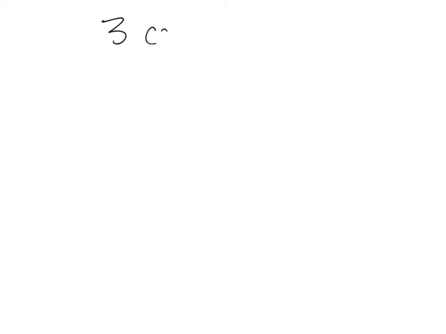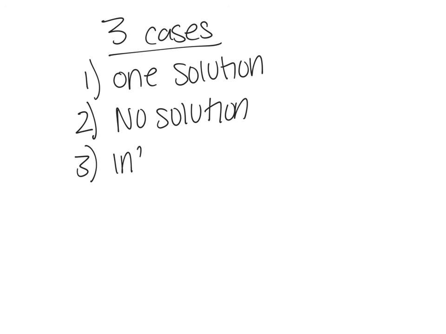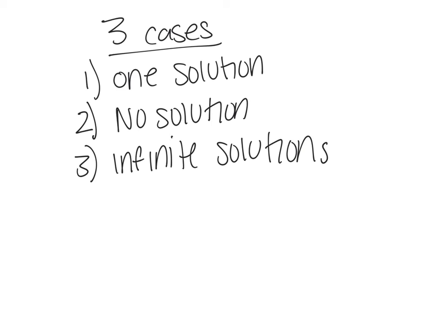So the 3 cases when you are doing systems is: 1, you're going to get one solution, and that is when x is equal to something and y is equal to something. The next, you're going to have no solution. And last, you're going to have infinite solutions. The last 2 happen only when the variables cancel out.